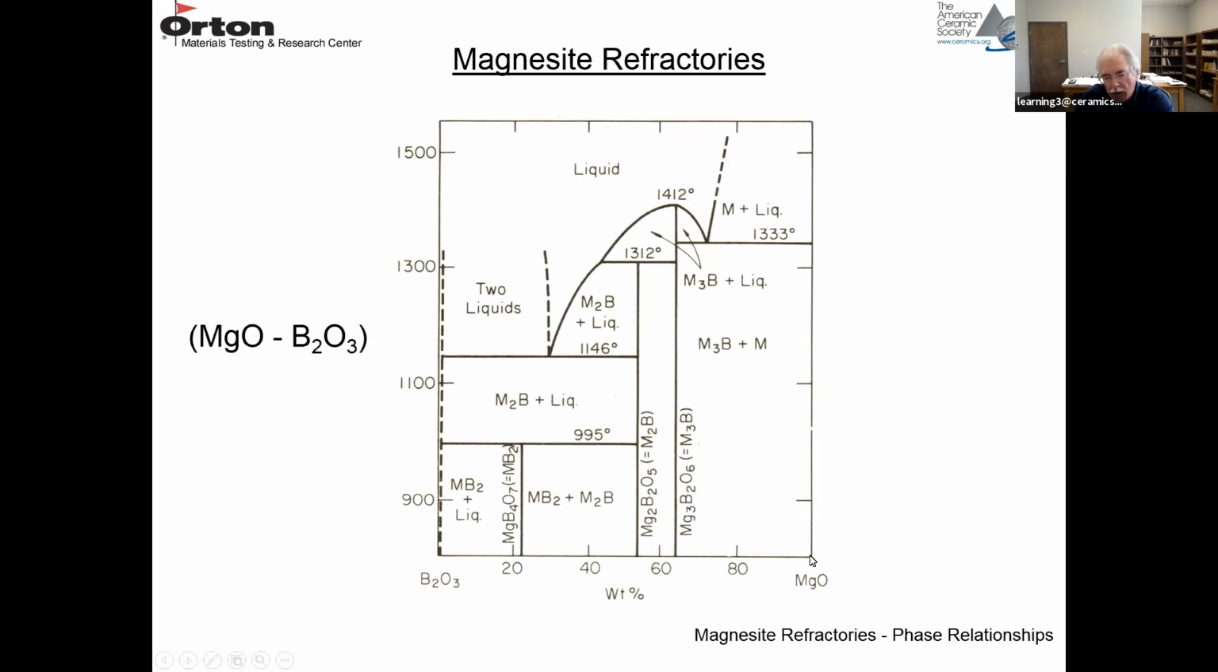So at 100% MgO, if you just add a trace amount of B2O3 and you go up in temperature, you see here 1333 degrees C, you have MgO in liquid. So M is MgO in liquid. Any small amount of B2O3, you're going to start forming liquid. Obviously, the more B2O3, the more liquid you're going to form, but trace amounts form enough liquid in the grain boundaries to make the mechanical properties at temperature inferior.